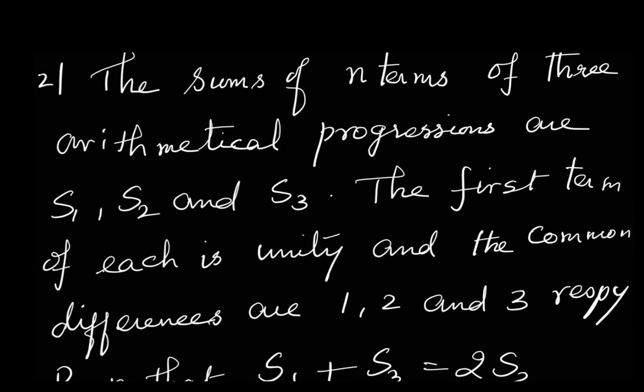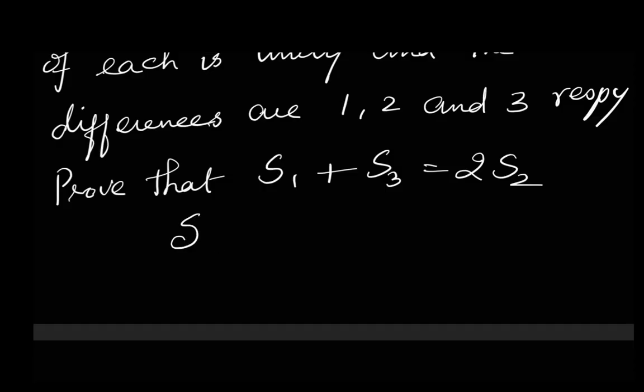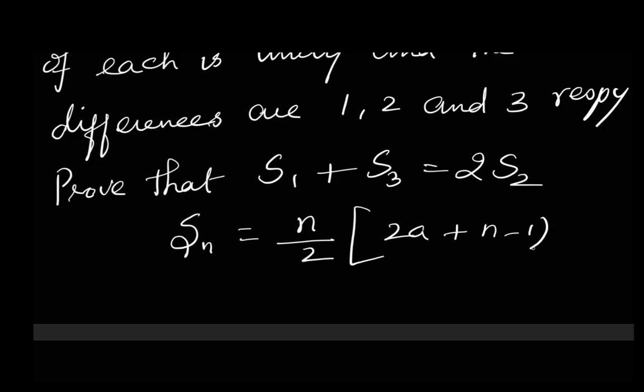The first term of each is unity. For S1, S2, S3, the first term a is unity, but the common difference is different. For S1, common difference 1. For S2, common difference 2. And for S3, common difference is 3. We have to prove this statement. First, let me write the general formula: Sn equal to n by 2 into (2a plus (n minus 1) into d).